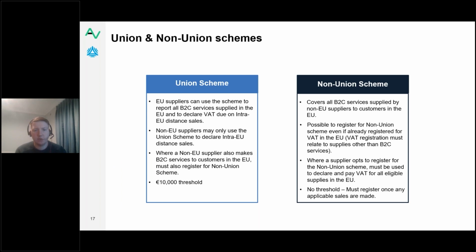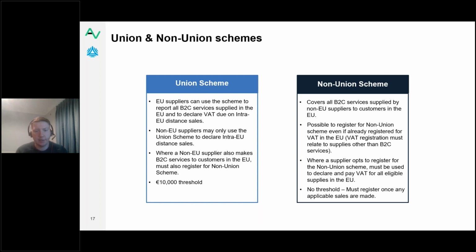So in OSS, we have two schemes, the union scheme and the non-union scheme. The union scheme is used by EU-based suppliers to report all sales that fall within OSS. So it can be used for supplies of B2C services or for intra-EU distance sales. It can also be used by a non-EU established supplier only where they have distance sales. If a non-EU established supplier has B2C services to supply to customers in the EU, they must register for the non-union scheme. So potentially, if you have a non-EU supplier engaged in both goods and services to EU consumers, there would be an obligation to register for both the union and non-union scheme.